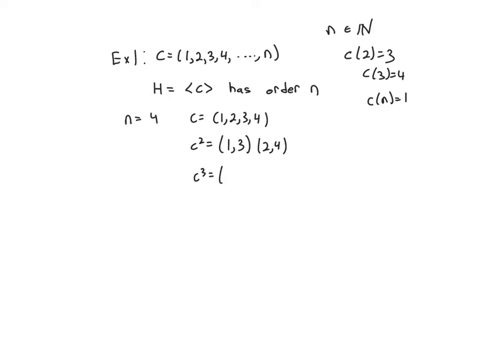C cubed, I'm skip counting by 3s then. 1 goes 1, 2, 3, so 1 goes to 4. Starting at 4, 1, 2, 3, 4 goes to 3. Starting at 3, 1, 2, 3, 3 goes to 2. So there's c cubed, and c to the 4th is, skip counting by 4s, starting at 1, 1, 2, 3, 4, 1 goes to 1. And you can check that 2 goes to 2, 3 goes to 3, and 4 goes to 4. That's the identity element. So you see you have order 4.